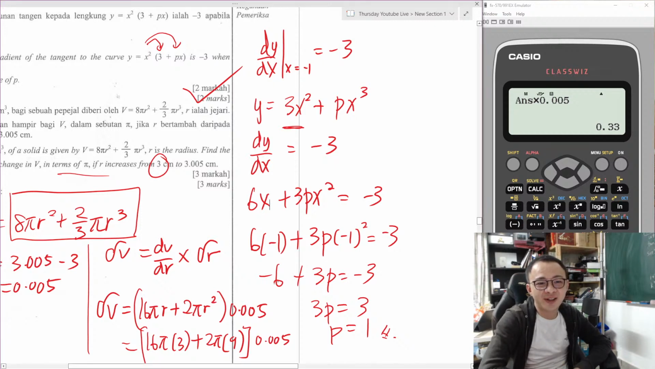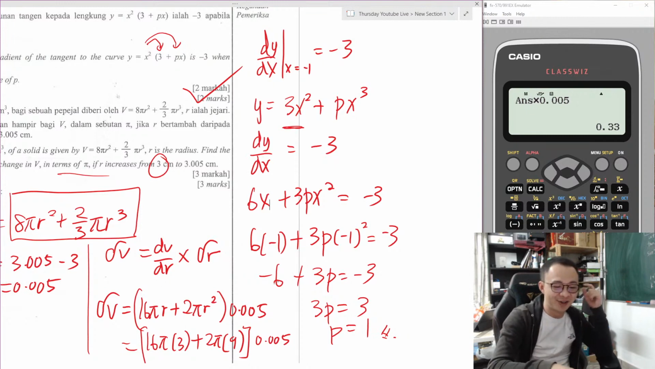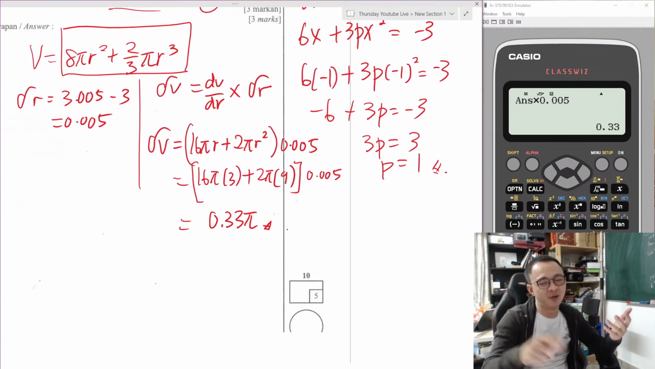So can I ask whether there's a difference between 570EX and 991EX? Yeah, there's no difference. It's just one solar and battery, another one is just battery. But whenever possible, if you can afford, always go for 991EX. Like I always tell my students, the solar one is a lot better. It will be just 30 ringgit or 20 ringgit more expensive. Depends on whether Casio has sales or not.